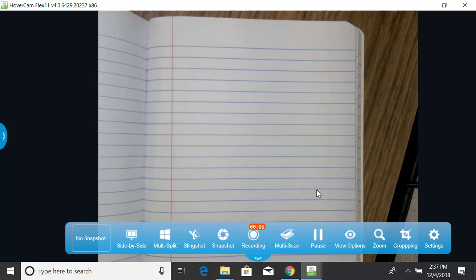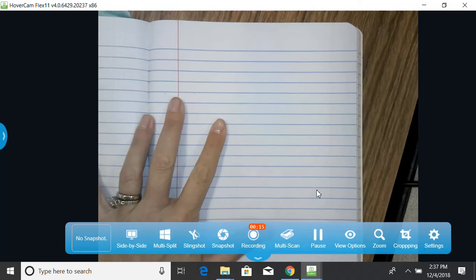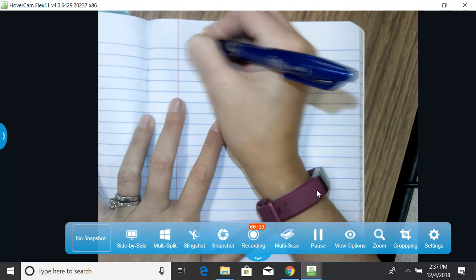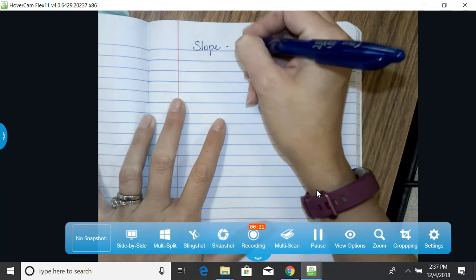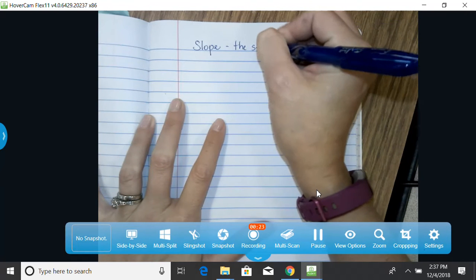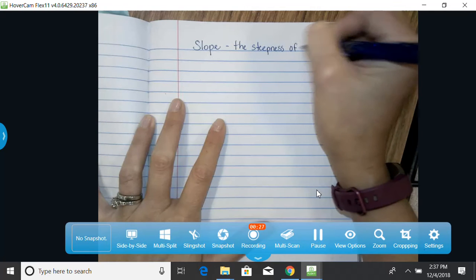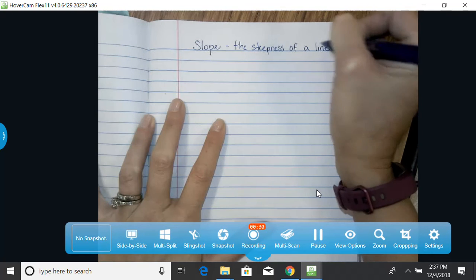So when we're dealing with linear equations, equations that graph a straight line, we can talk about the slope of the line. Slope is the steepness of a line.